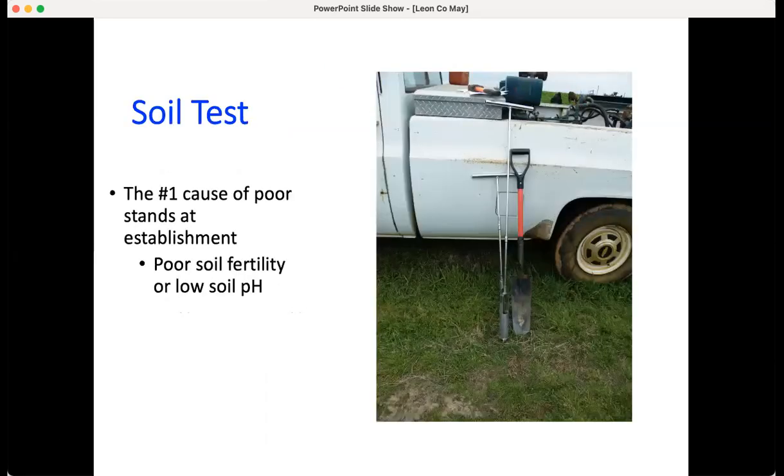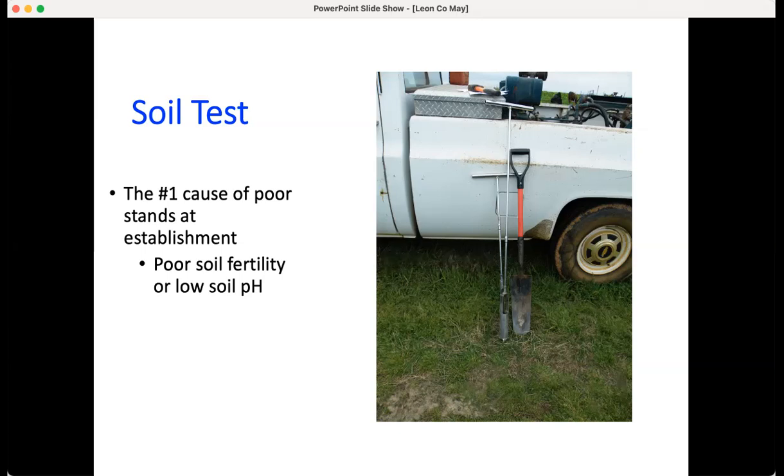We'll talk a little bit more about this, but I wanted to talk about establishment first. When we talk about establishment of any of our forages, one of the first recommendations is soil testing. And I think this is one of the reasons we see failure of establishment, whether we're establishing a warm season perennial such as Bermuda grass, or we're interseeding some ryegrass into a stand of established Bermuda grass or Bahia grass.